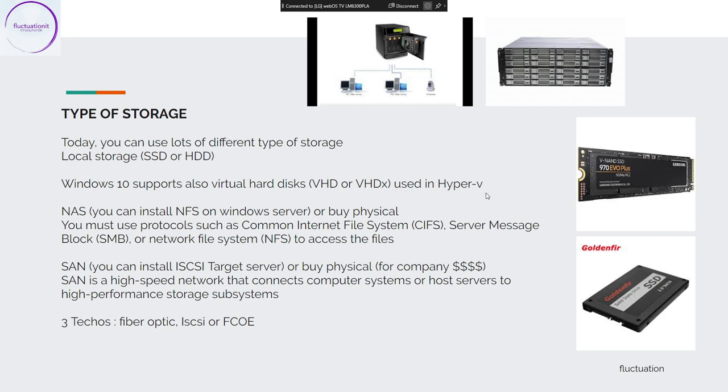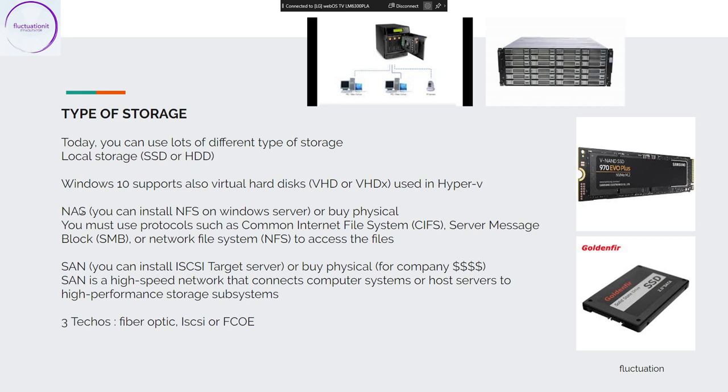This is used in Hyper-V, okay? So when you are using Hyper-V, you have virtual disks, of course, VHDX or VHD. The difference is that VHDX is more powerful, of course, and it can go up to 64 terabytes of hard disk. After that, you have more important storage, more expensive ones.